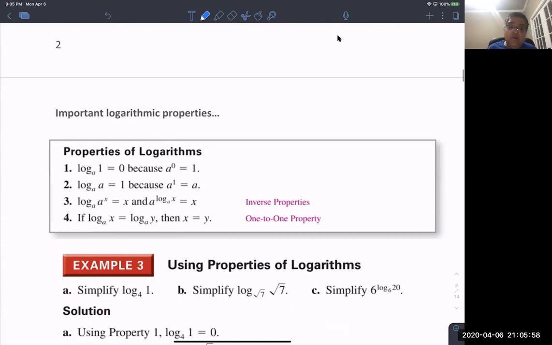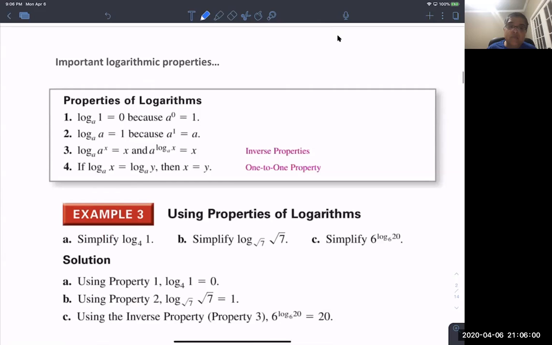Okay, and these are my properties of logarithms. We've talked about the first property, log base a of 1 equals 0, and the second property, and the third property. Now, for the time being, do not worry about this guy right here. We'll come back and explain that later. And the fourth property says something pretty important. And I'm going to illustrate it with an example.